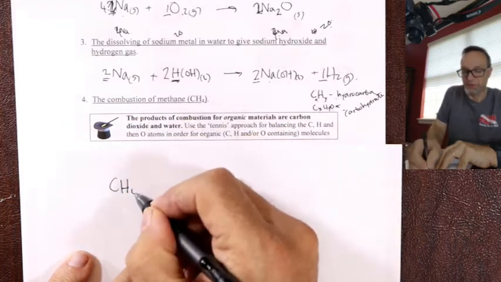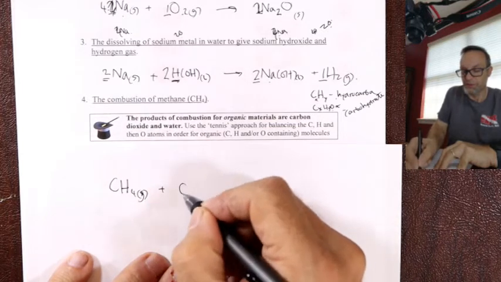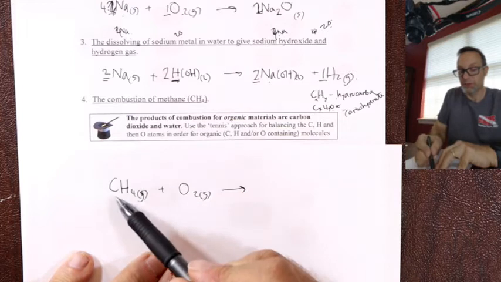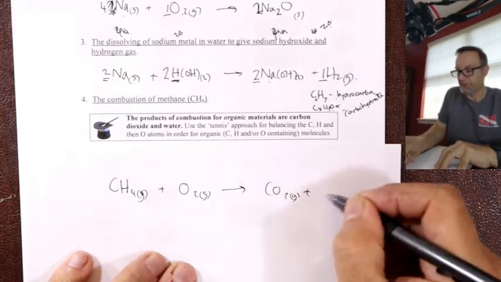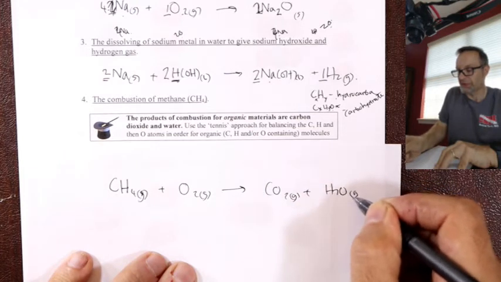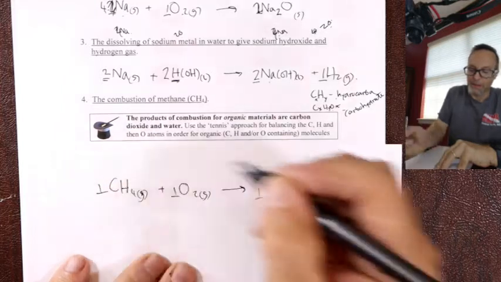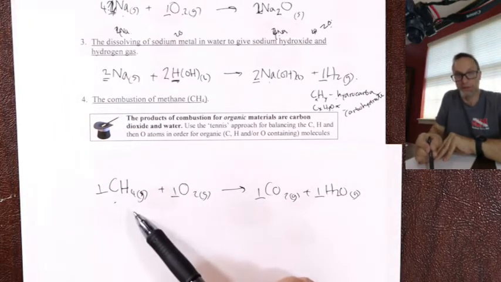Combustion of methane. CH4 is methane, gas, plus oxygen, turns into, well, carbon is going to make carbon dioxide, and hydrogen, when burnt, is going to make water. At that temperature, probably a gas, steam, right? Okay, start with ones everywhere. Now remember my trick. Start with carbon, then hydrogen, then oxygen, right?